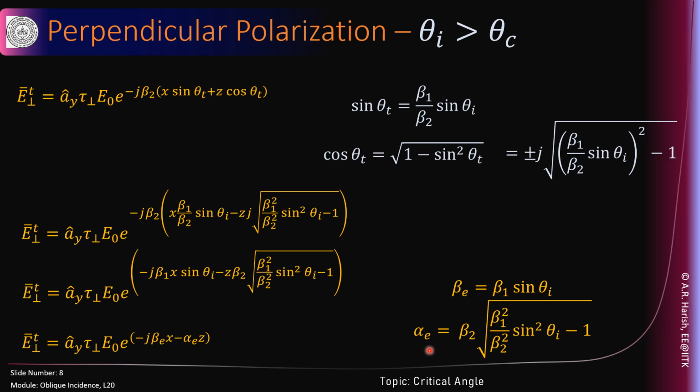As theta I increases, this quantity increases, therefore alpha E increases, and hence it attenuates more and more. So when theta I is equal to the critical angle, it was propagating along the interface, but as theta I increases more and more, the attenuation in the z direction increases, and this wave will be clinging onto the surface, and hence it is called a surface wave, but it is propagating in the x direction.